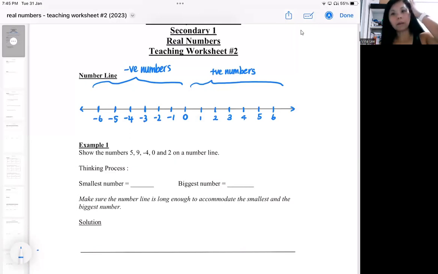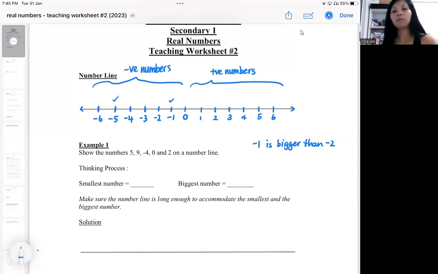If a number is very negative, it's actually very, very small. So for example here, -1 is bigger than -2. The nearer a negative number is to 0, the bigger it is. So if you have -1 and -5, do you realize -5 is very far away from 0? So actually -5 is smaller. When you have a very, very negative number, it's actually very, very small.